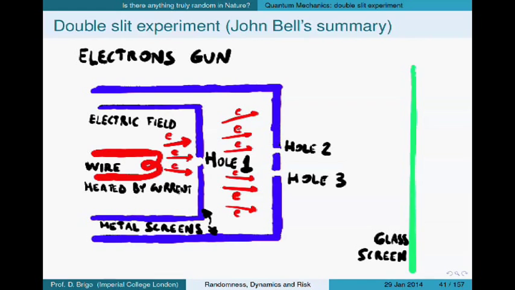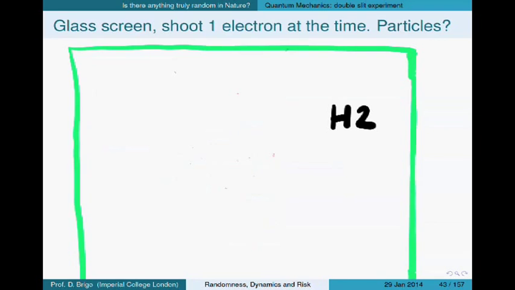So the first thing we do in this experiment is close the third hole. So we only have one hole in the inner cage and then a second hole in the outer metal screen. And then there is, as I said, the glass screen. I'll now turn the picture and you will see the screen from the front. Okay? So we start shooting electrons one by one. One electron hits the screen at a precise location and we mark it in red. We shoot a second electron and this hits again the screen in a second location.